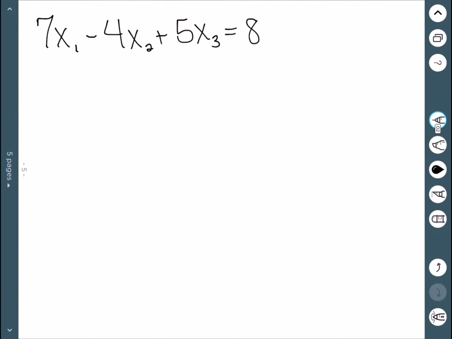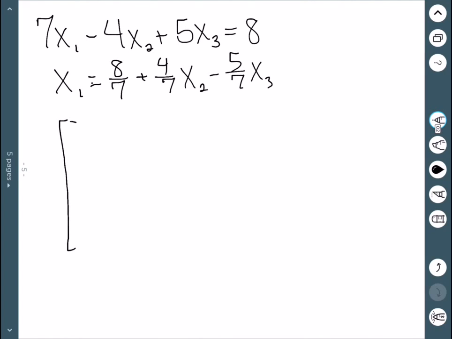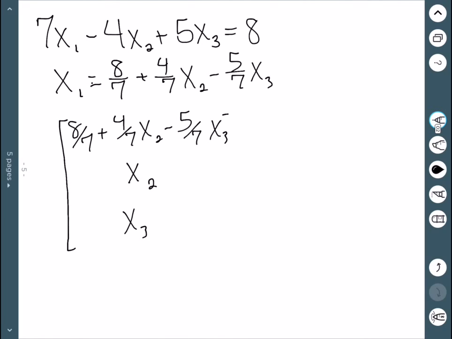Let's consider this plane, which isn't quite in normal form, but it's pretty close. All we would need to do is divide through by 8. However, we actually want to move this to parametric form. And we do this by solving for x1. We get 8 over 7 plus 4 over 7 x2 minus 5 over 7 x3. Therefore, when I think about moving this to parametric form, I have this formula for x1, 8 over 7 plus 4 over 7 x2 minus 5 over 7 x3. I don't have anything for x2 or x3.